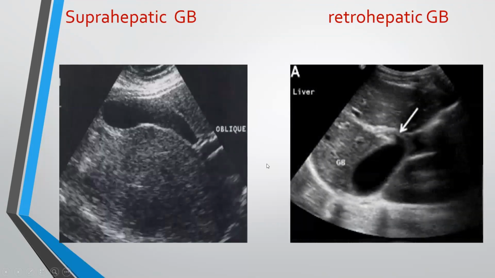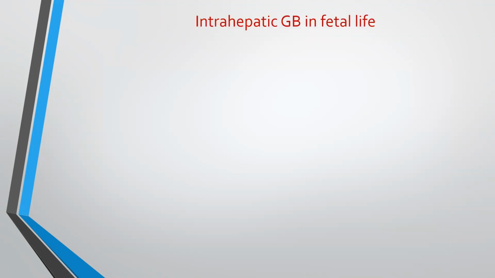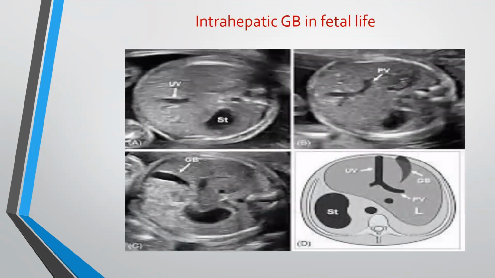Suprahepatic and retrohepatic gallbladder: the suprahepatic is seen just posterior to the anterior abdominal wall, and the retrohepatic gallbladder is seen posteriorly between the liver and the kidney. An intrahepatic gallbladder is seen as a cystic structure in the intrahepatic parenchyma, sometimes confused with a cystic lesion. This is normal in fetal life, seen as an intrahepatic structure up to 2 months.